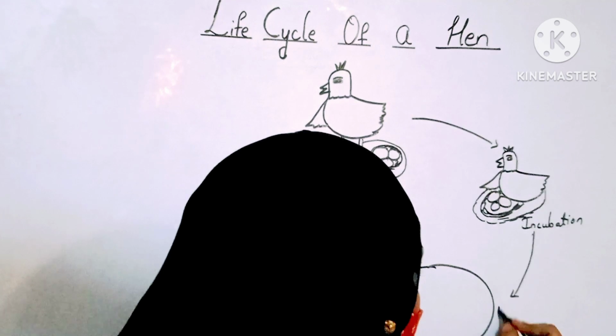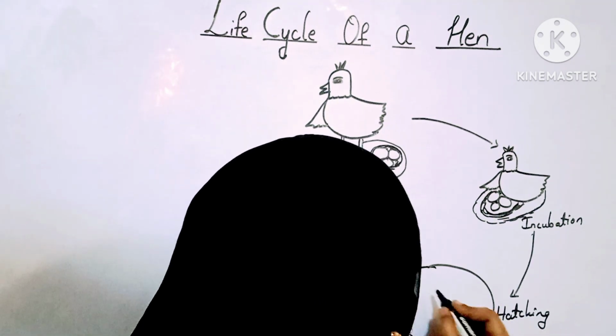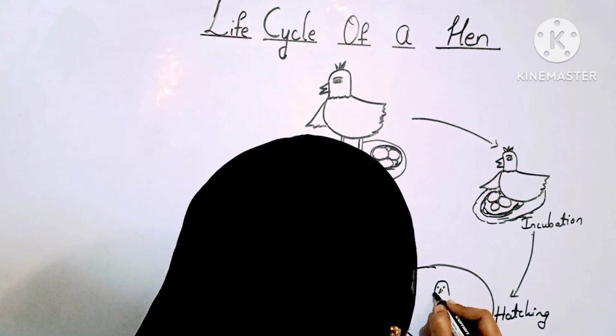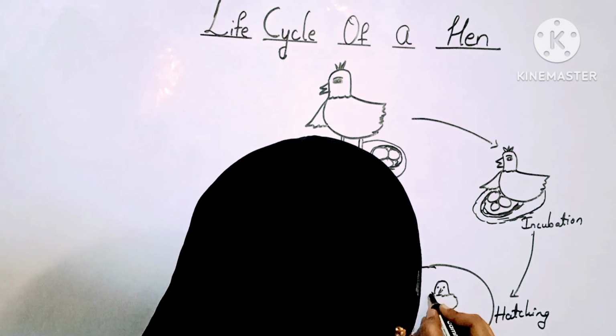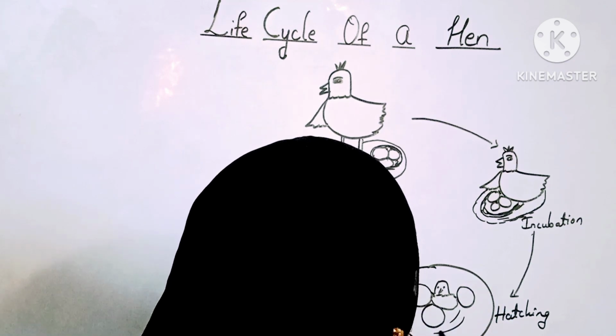After 3 weeks of incubation, the young chicks will break open the eggshell. They are developed inside the egg, isn't it? After developing, they break open the eggshell and come out. This process is called hatching.